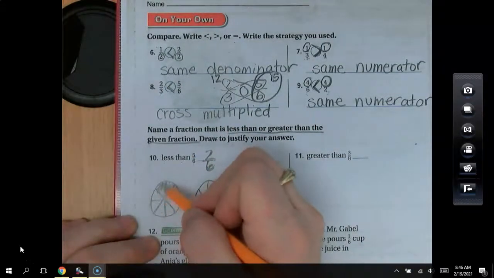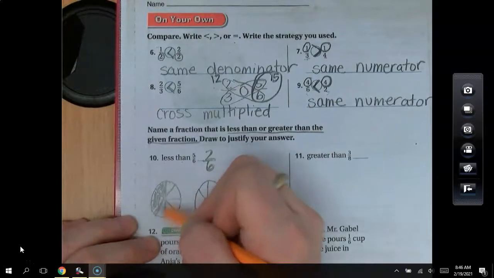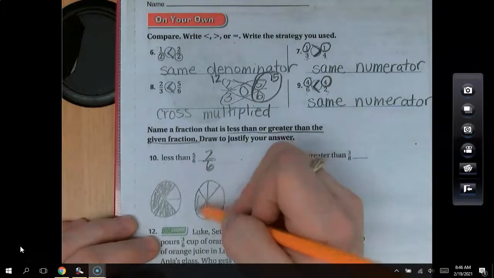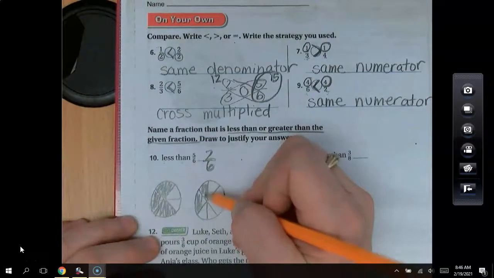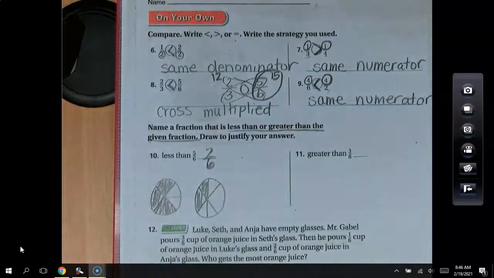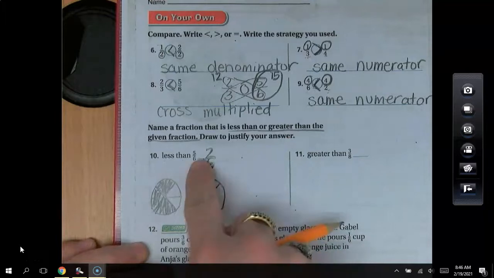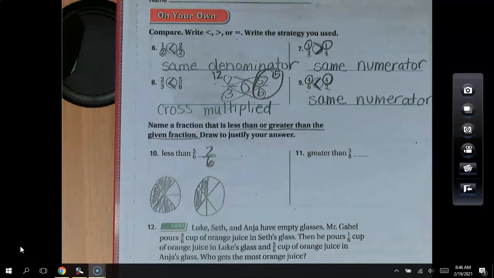And I'm going to shade in 5/6 on this side. Okay, and I'm going to shade in 2/6 on this side. Okay, so did I just justify my answer? Is 2/6 less than 5/6? Absolutely. There's less that is shaded in. Okay? All right. Let's look at number 11.